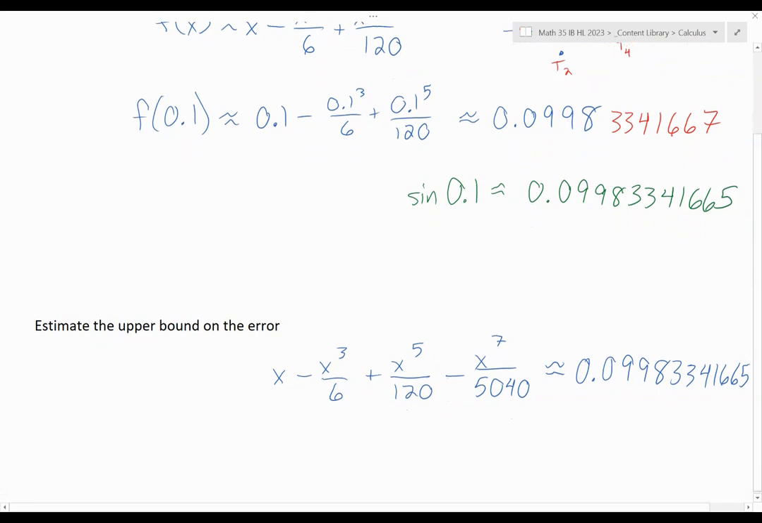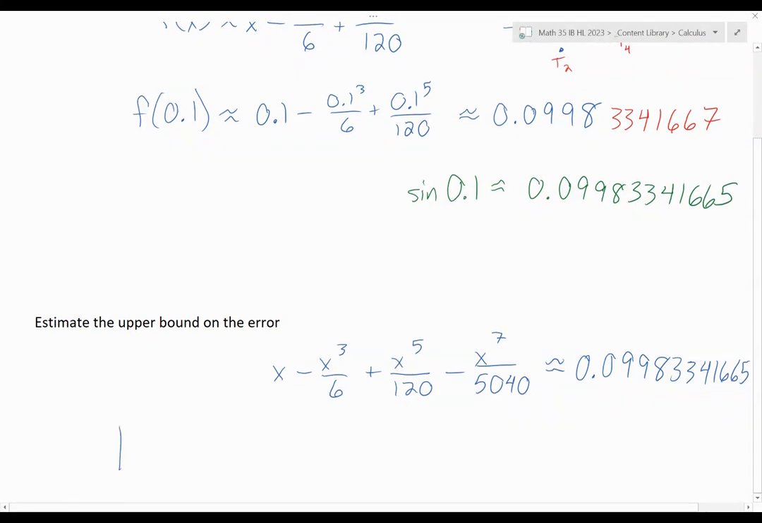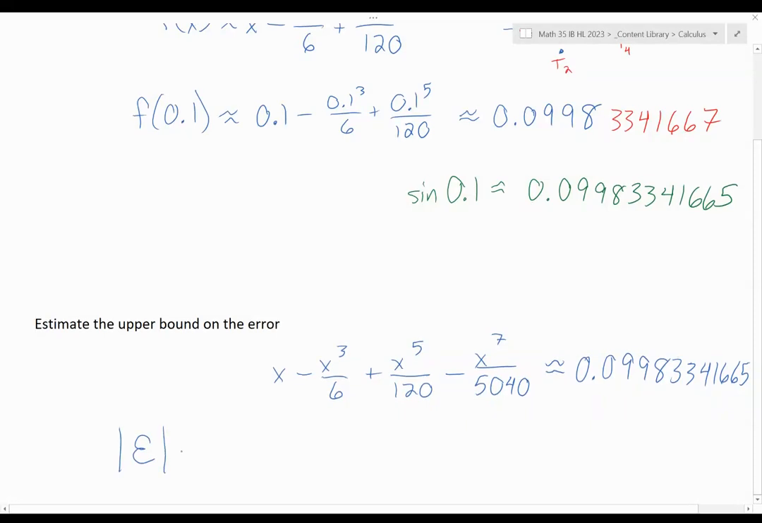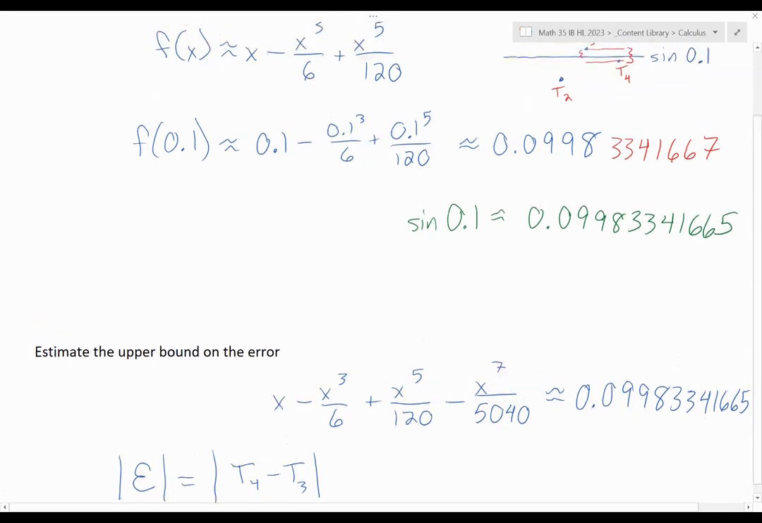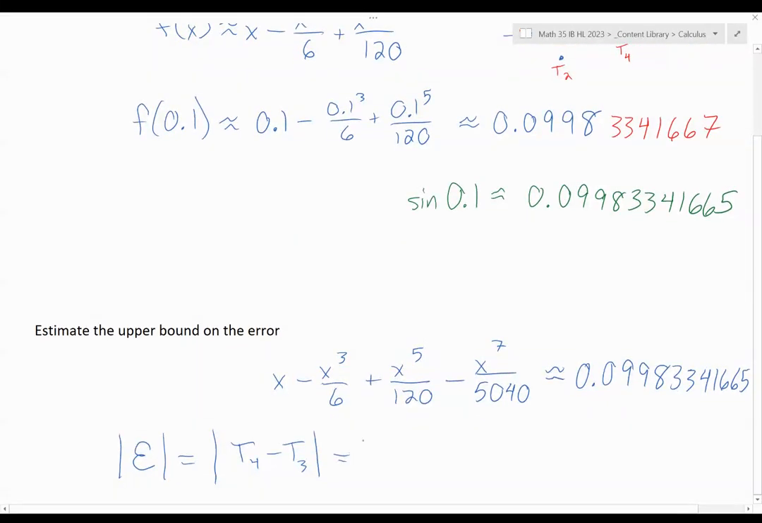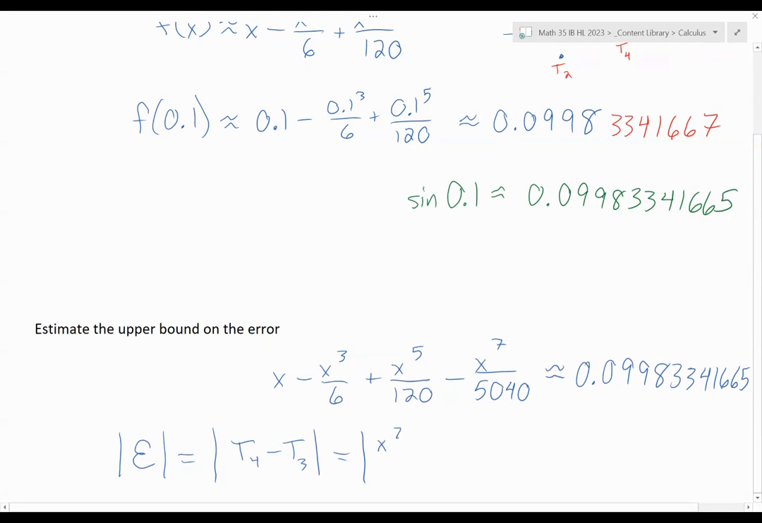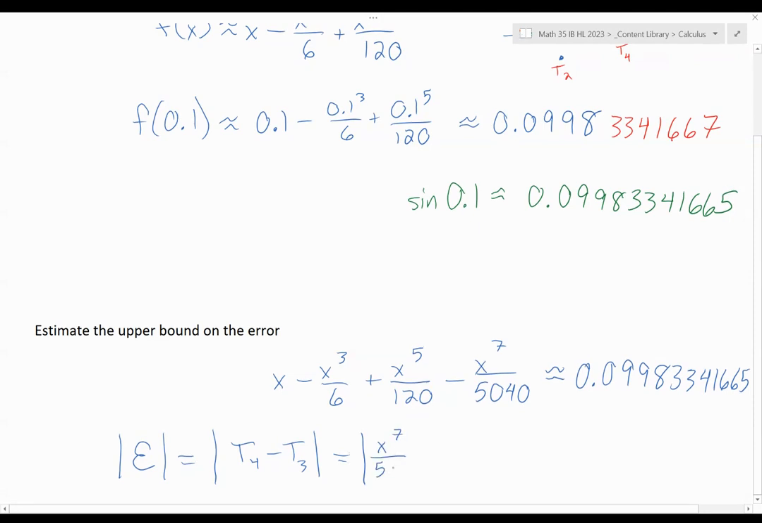But the idea here is that what I'm looking for is the absolute value of the error. The absolute value of the error here is going to be the absolute value of the difference between what happens when I calculate with T4 versus what happens when I calculate with T3. The only difference between those two is the fourth term. So in other words, the absolute value of x to the power of 7 over 5040. Well, negative that, but because it's absolute value.